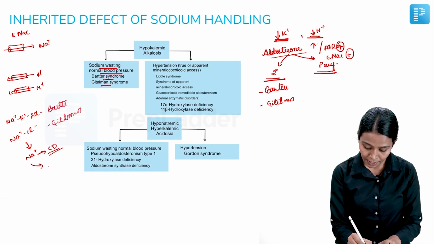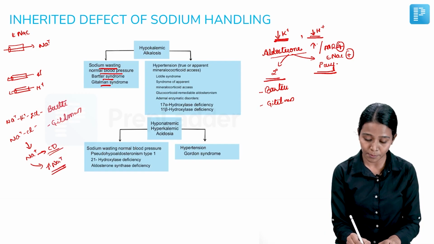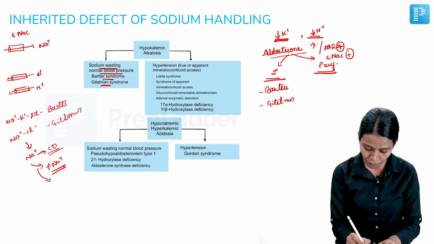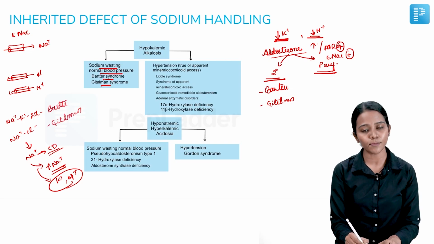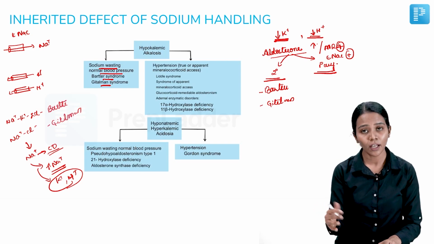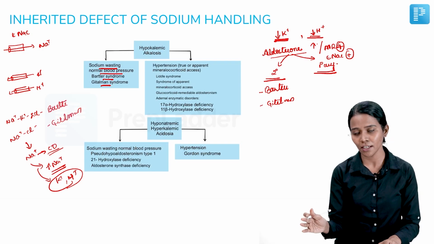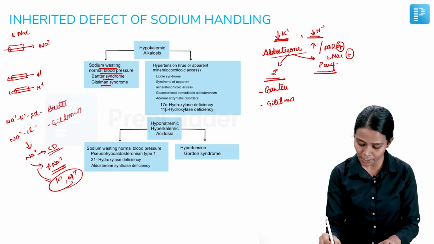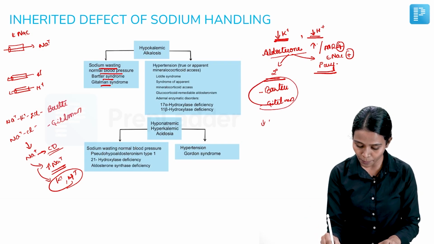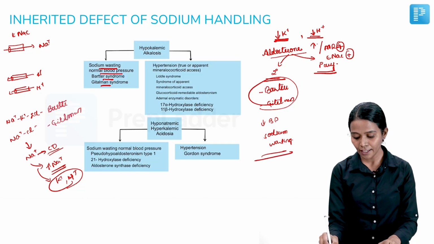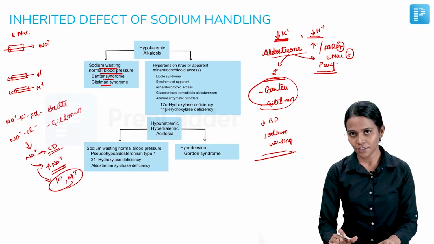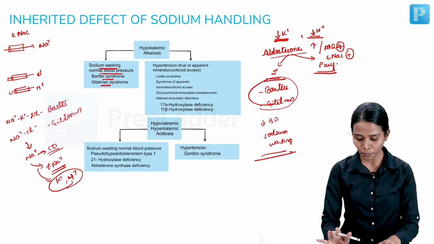Once this happens, increased sodium gets reabsorbed, leading to excretion of K plus and H plus. But however much it increases, it cannot reabsorb sodium to a very high level. So there will be some amount of sodium wasting along with potassium and H plus. So these patients will have low blood pressure and sodium wasting. Right? So this is the first section, those who have normal blood pressure or low blood pressure.